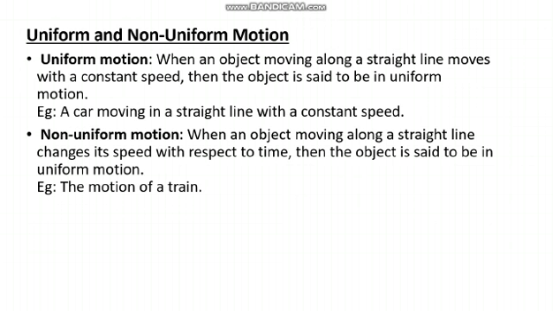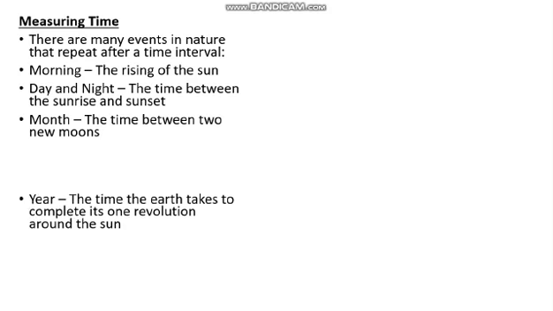When an object moving along a straight line moves with a constant speed, we call it uniform motion. Example, a car moving in a straight line with a constant speed. At the same time, non-uniform motion is when an object moving along a straight line changes its speed with respect to time. Then the object is said to be in non-uniform motion. For example, the motion of a train. Next we will see measuring time.